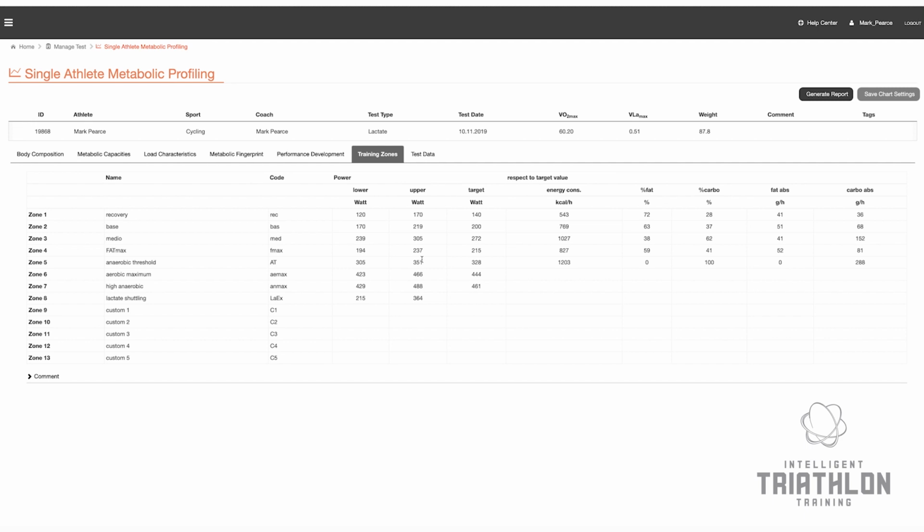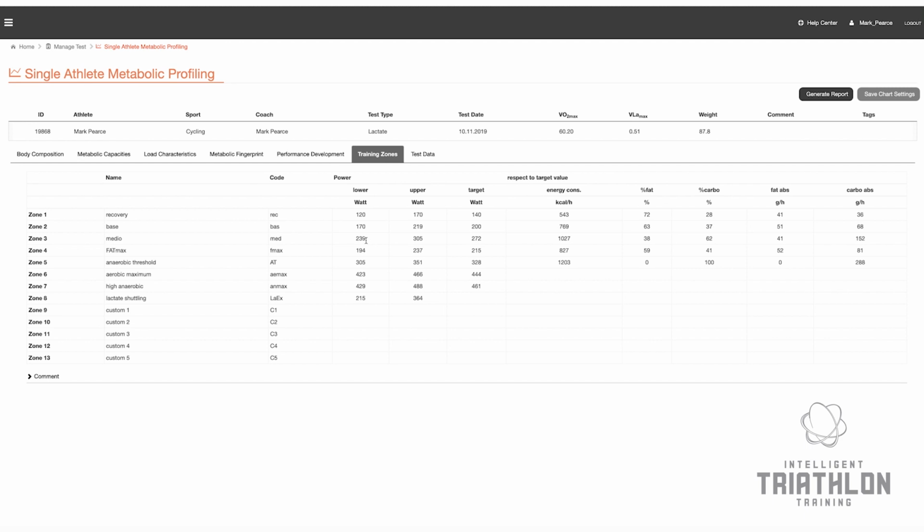So, for instance, they're not necessarily all sequential. The zones are describing a type of training or a level of intensity. For instance, the first two are obviously sequential. So we've got recovery zone, 120 to 170 watts, or base training, my long endurance mileage, somewhere between 170 and 219. And then all of a sudden we've got nothing. So 219 to 239, there's 20 watts that don't exist there.